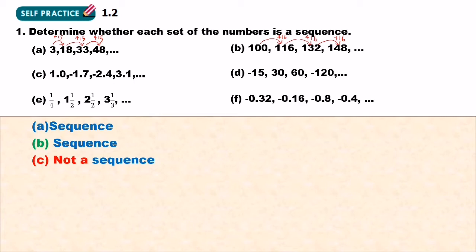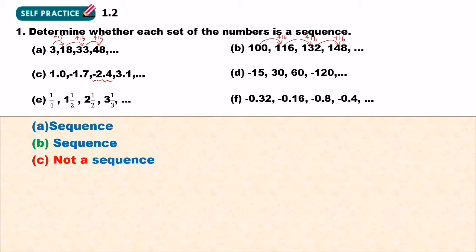Okay, why not a sequence? If we multiply a positive number by a negative number, we obtain a negative number. Then if we multiply again the negative number, we're supposed to get a positive number, not a negative. That's why it is not a sequence.